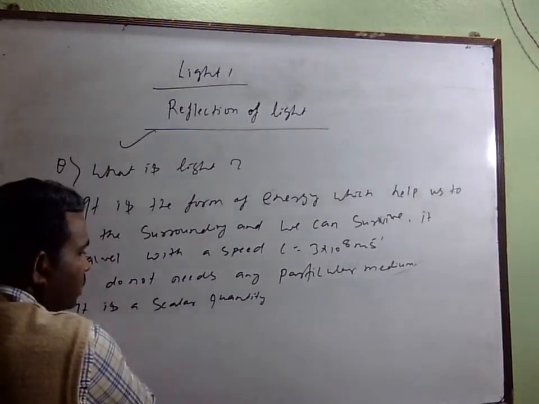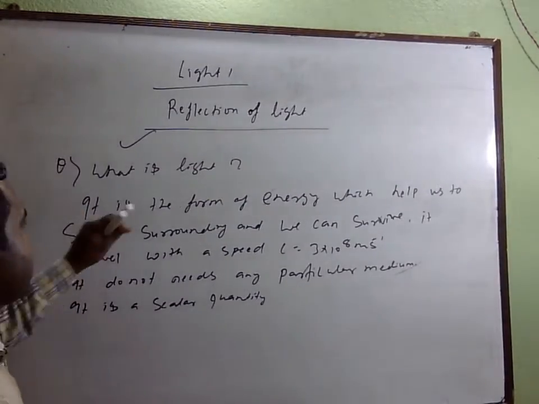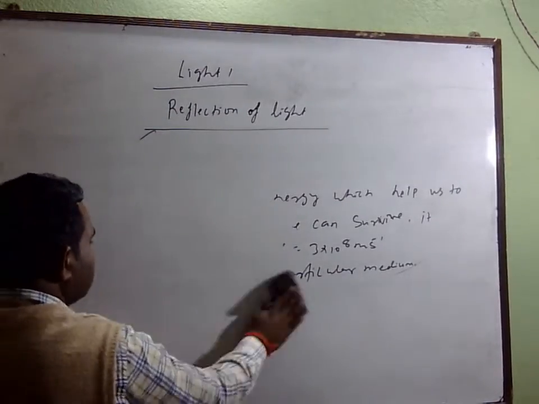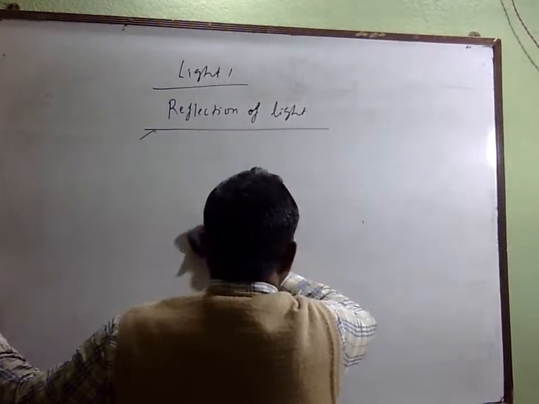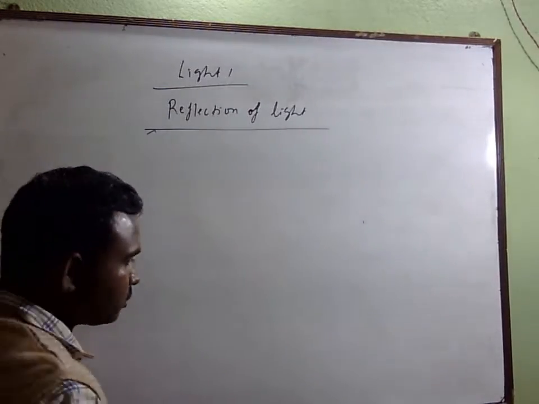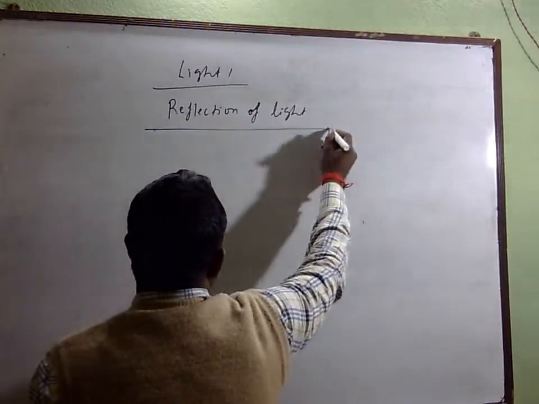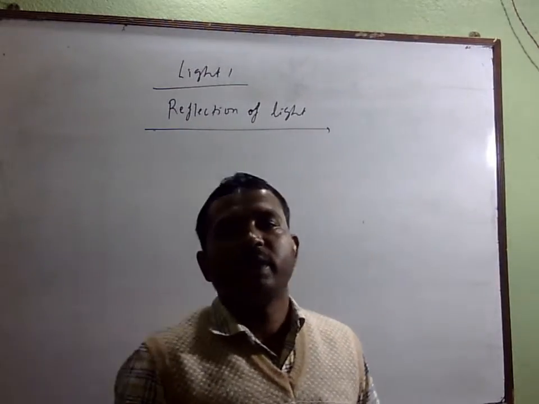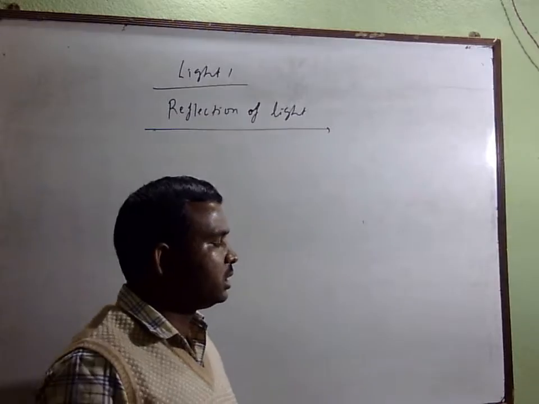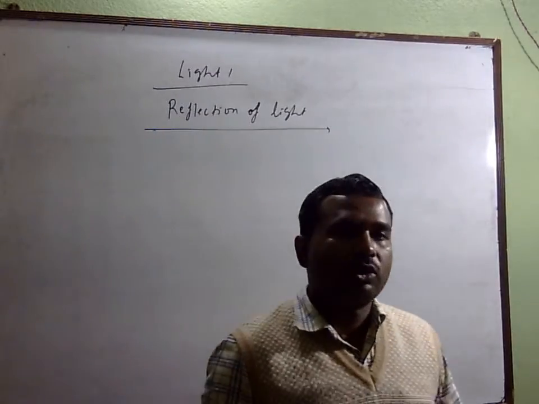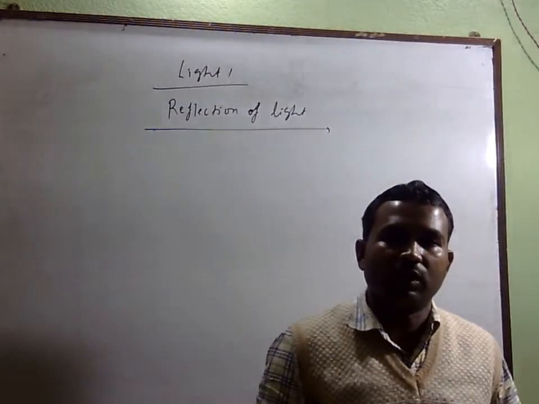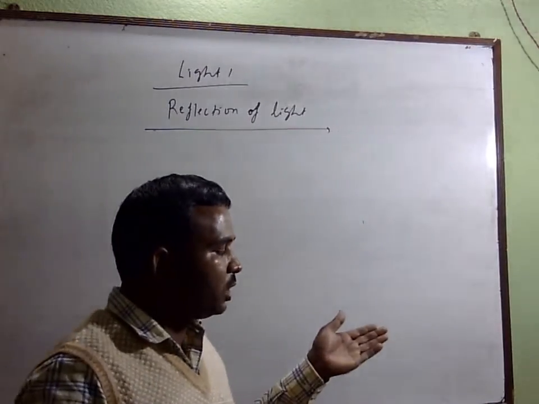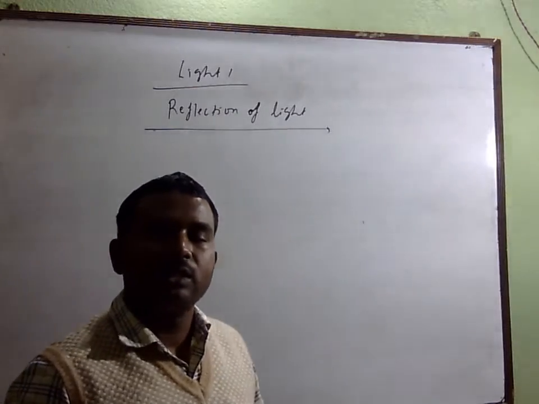Very good. Next we have the reflection of light. What is the reflection of light? Simply, you can say it is the bouncing back of light. It means whenever a ray of light falls on a reflecting surface, the light bounces back in the same medium.